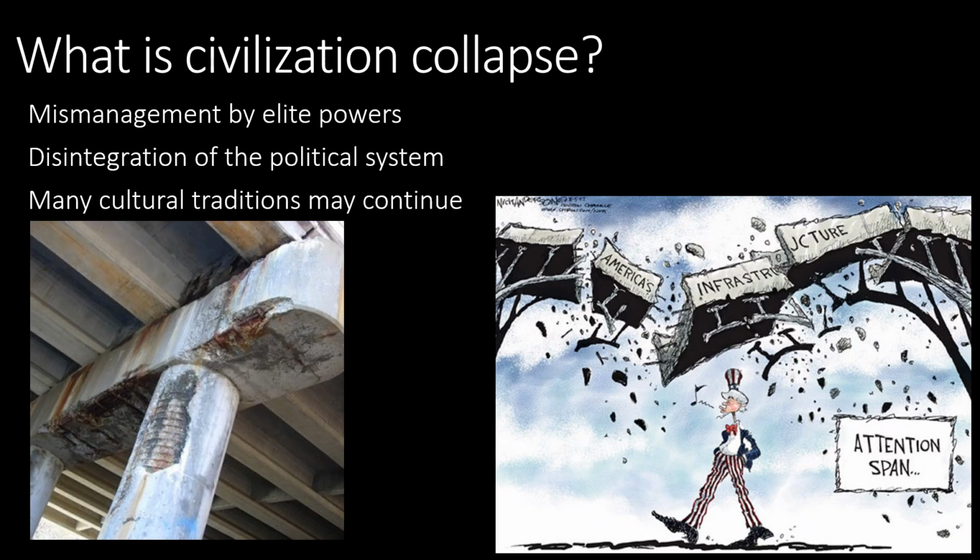Some factors that go into civilization decline or the decline of state power are mismanagement by elite powers, those in charge, such as corruption, increasing corruption, or increasing gaps between the wealthy class and the poor, but overall a decrease in the ability of those in charge to solve the problems of the general population. This can lead to a disintegration of a political system. Now, even though the state and the ruling class may decline and ultimately collapse, many subcultures and regional cultures may continue to persist and actually thrive in some cases.